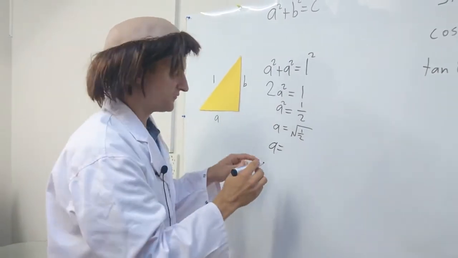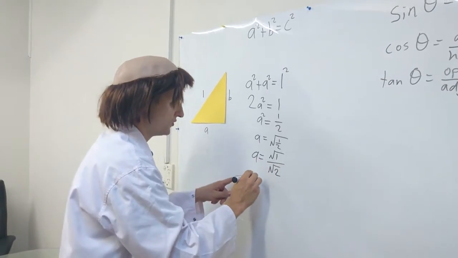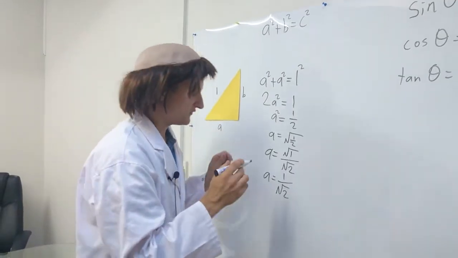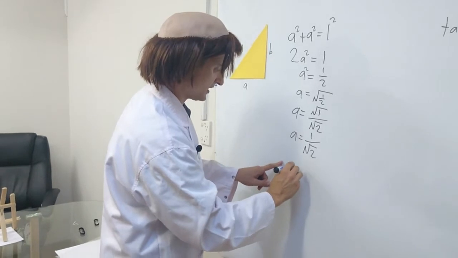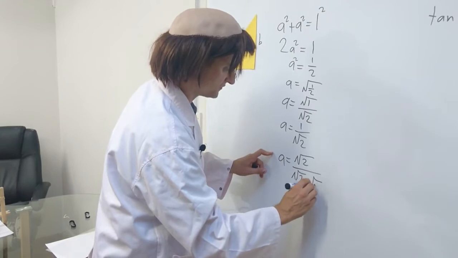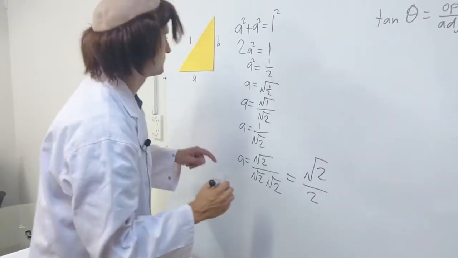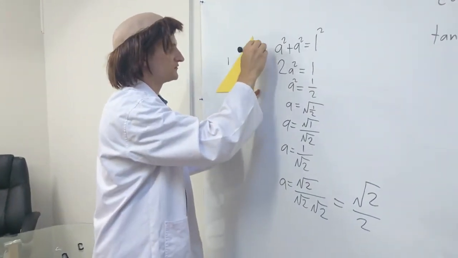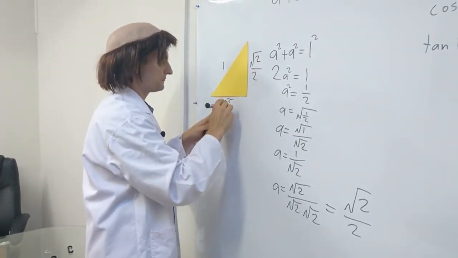Going a little bit further, a equals the square root of 1 divided by the square root of 2, which means 1 divided by the square root of 2. Then we can go even further, multiply the top and bottom by square root of 2, and we get a equals square root of 2 over square root of 2 times square root of 2, which ends up being square root of 2 over 2. So what we know here, if this is 1, this is square root of 2 over 2. This is square root of 2 over 2.